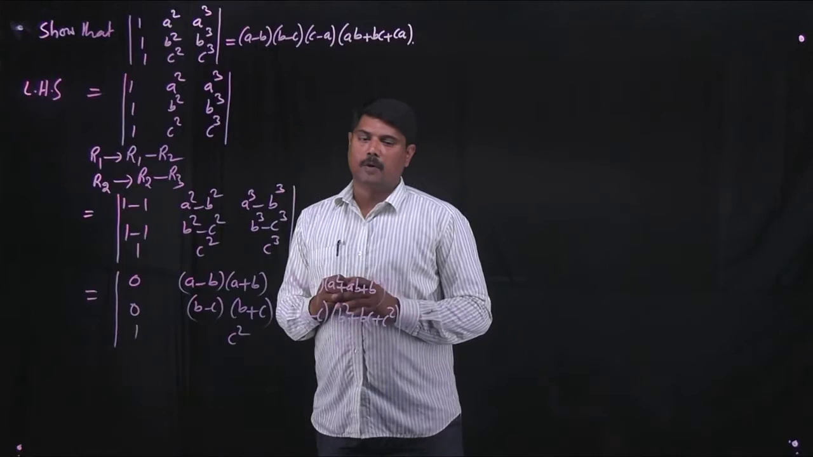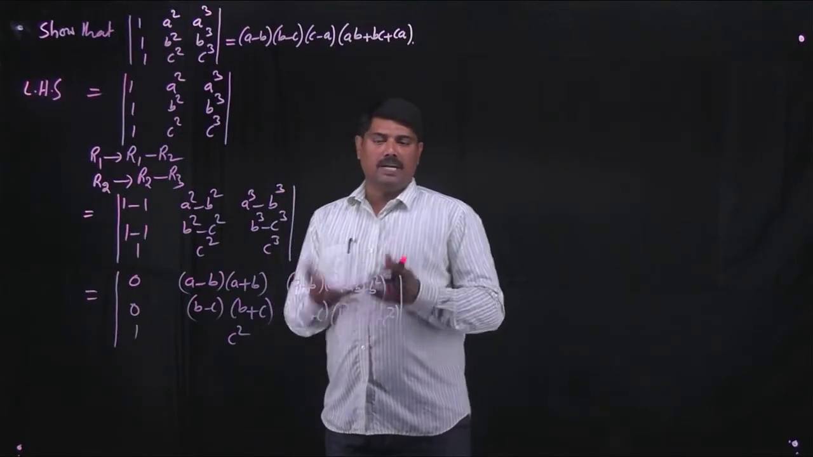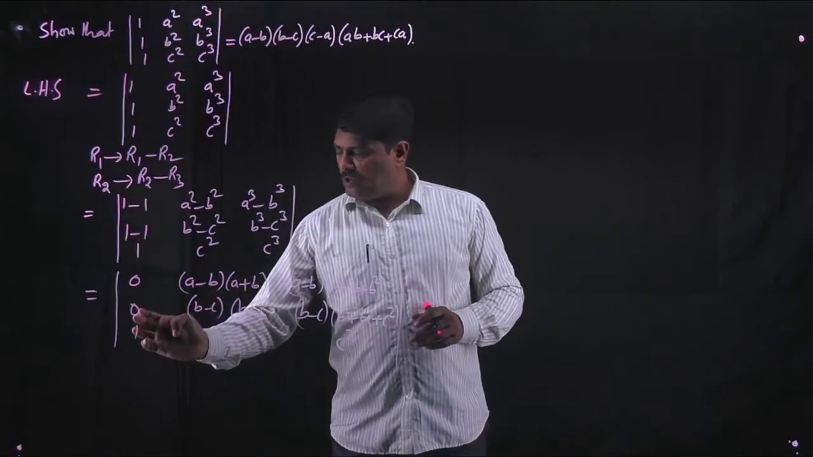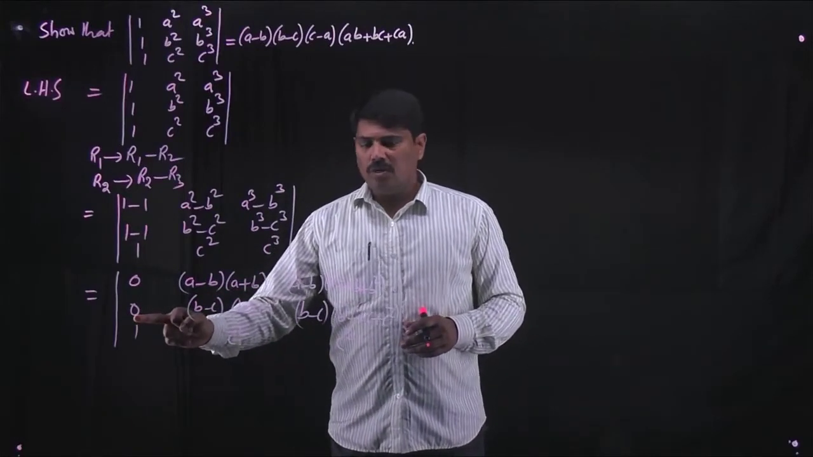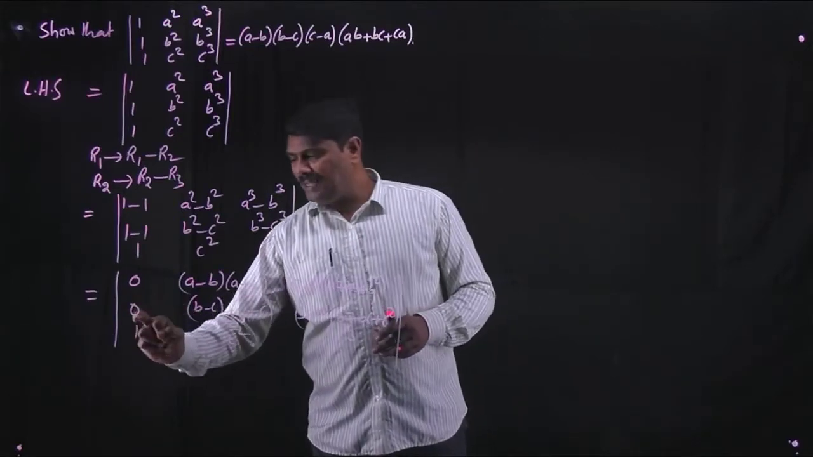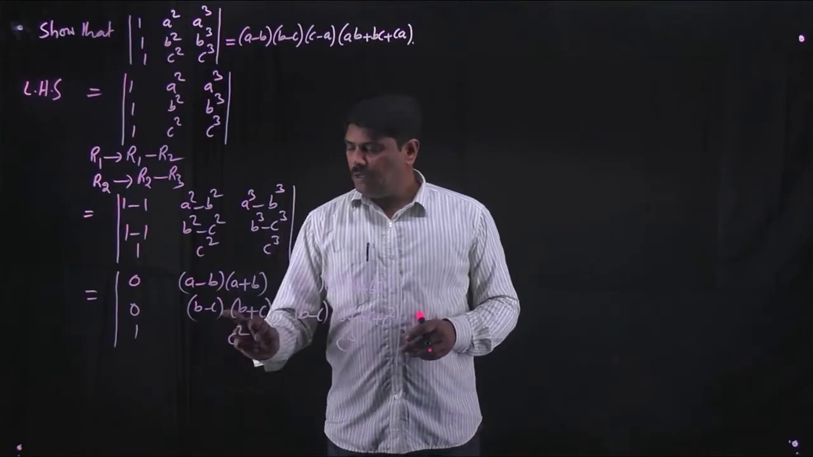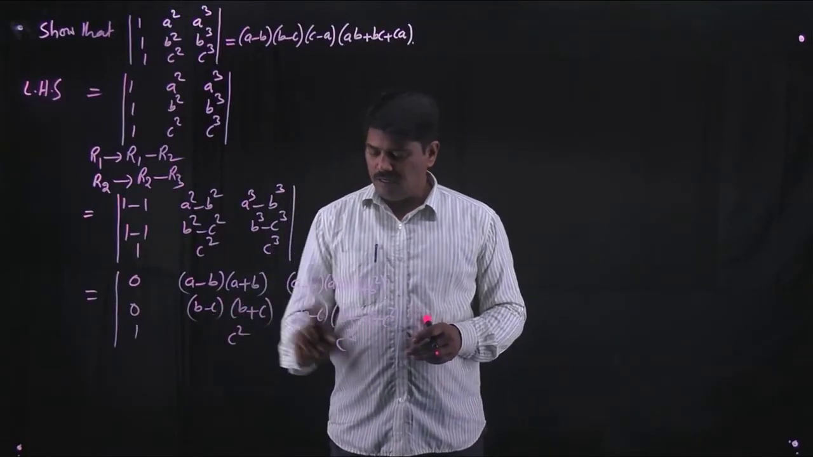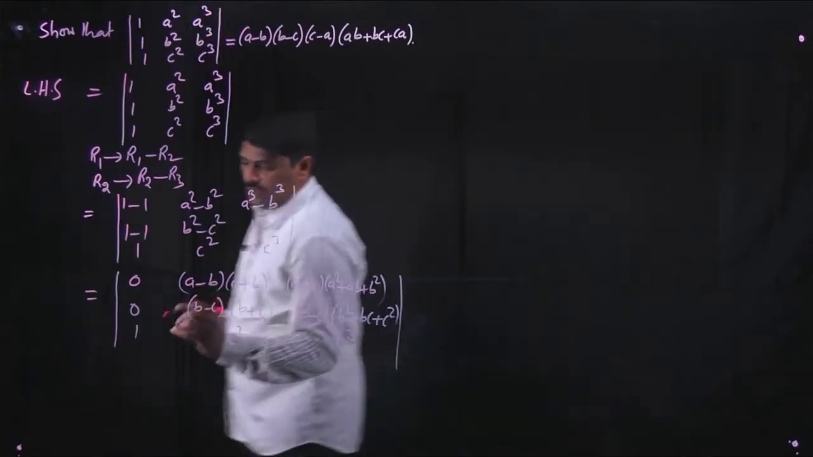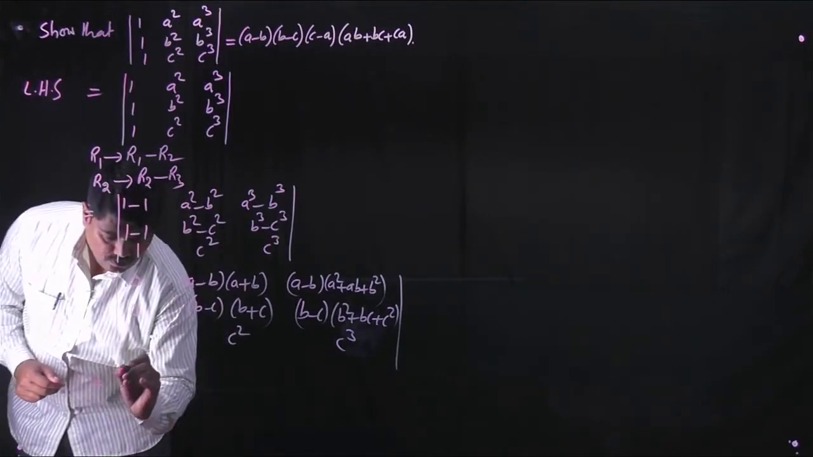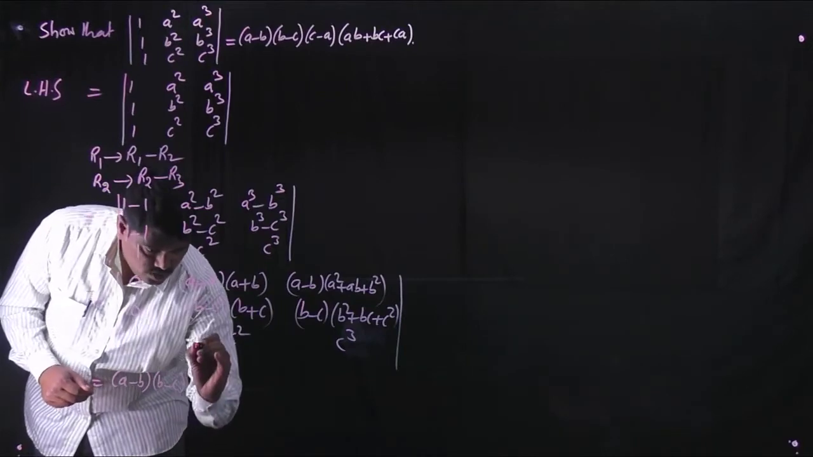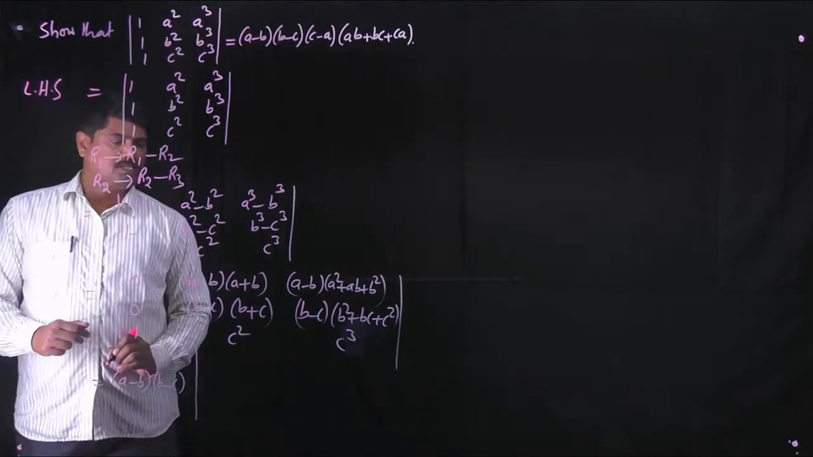Already we discussed that property: if each element of a row is a multiple of a number, you can separate that from the determinant. Here also, the second row first element is 0. You can think of that as 0 into B minus C, no problem. That means B minus C is a multiple in the second element and in the third element. So you can separate B minus C from the second row. Separating A minus B from the first row and B minus C from the second row, you have to observe what is the remaining part of the determinant.